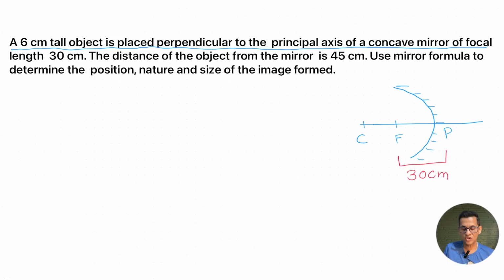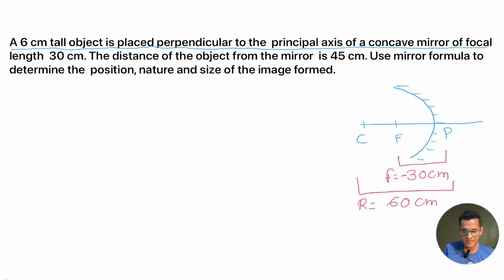I'll come to the height of the object a bit later. So this distance, small f, is 30, and since the focus is on the left hand side, we'll take it as negative 30 centimeters as per the sign convention. The distance of the object from the mirror is 45 centimeters. If the distance between P and F is 30 centimeters, then the distance between P and C, this whole distance, will be 60 centimeters, which is our radius of curvature.